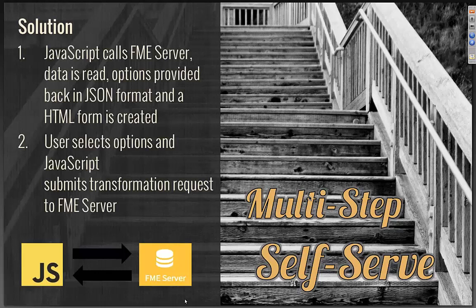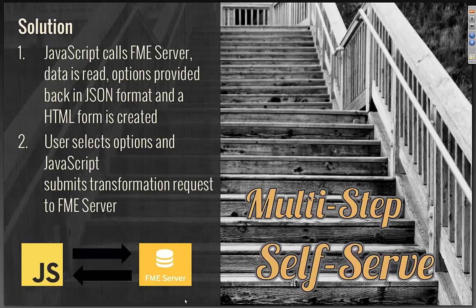Then JavaScript, or it could be Ruby or whatever you want, creates an HTML form, and the user makes a bunch of selections and then hits run, and then the actual transformation request is performed. So it's kind of this multi-step self-serve. So it's all very data-driven. So it's all very specific options depending on what kind of data is available inside there and what the user wants to be doing. Exactly, yeah. Okay, so super dynamic, I guess.